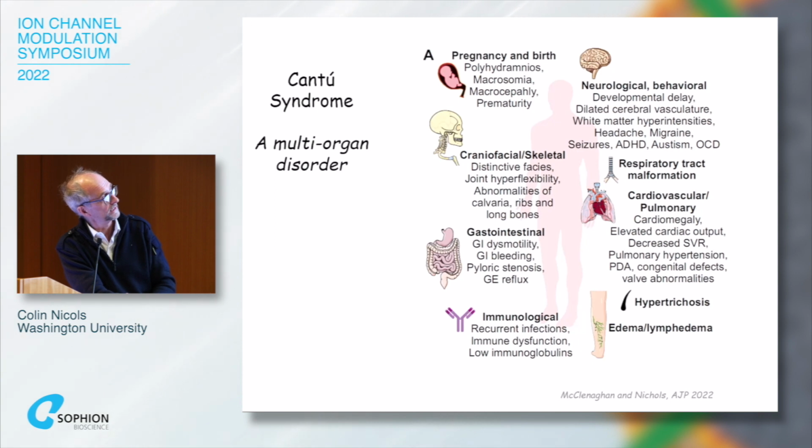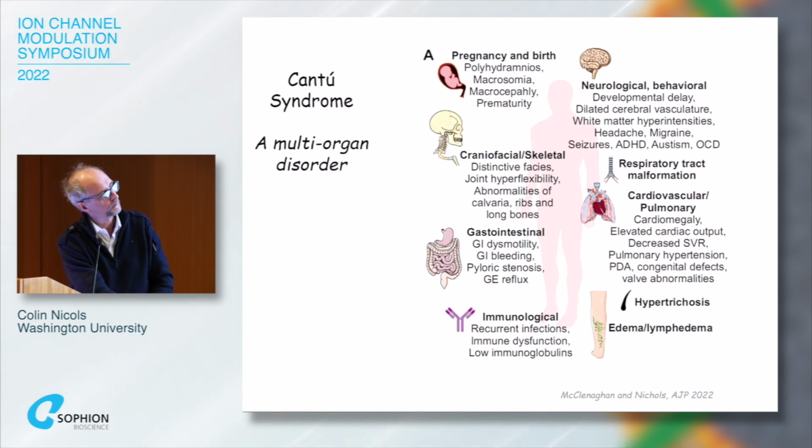I'll just touch on this later, that there's gastrointestinal problems. There can be immunologic problems, which we can't explain yet. There are not many real neurological problems. I've now met a lot of people with Cantu syndrome. They have headaches and migraines, but they don't have any obvious neurologic defect. There's respiratory tract problems. They have tracheomalacia, which is an inappropriately floppy trachea.